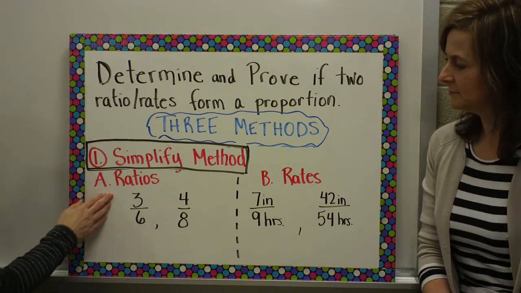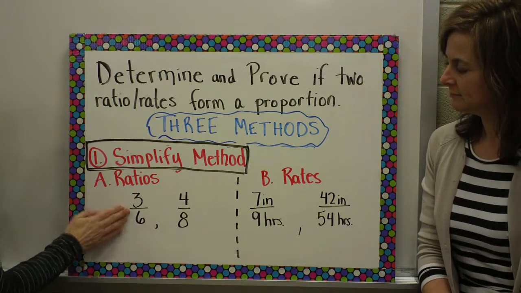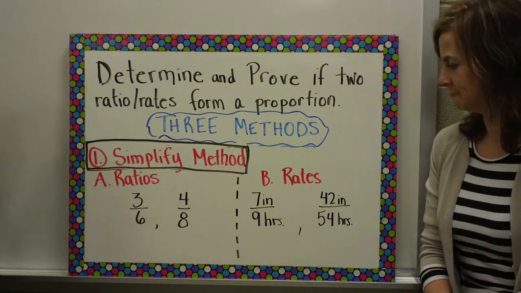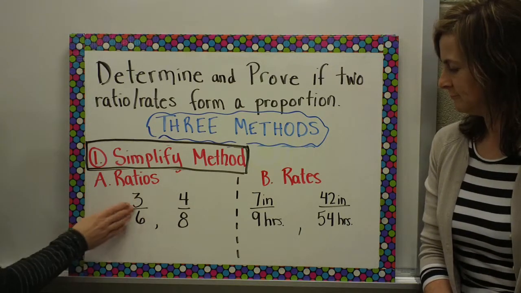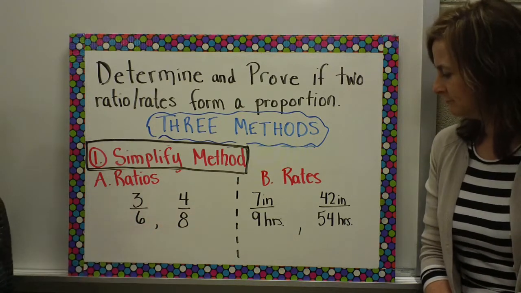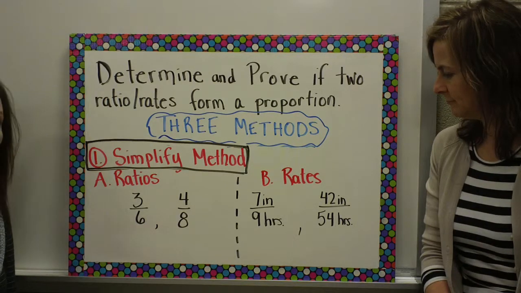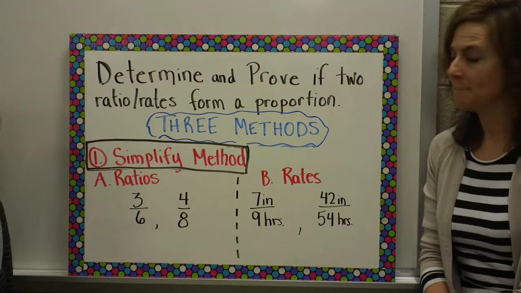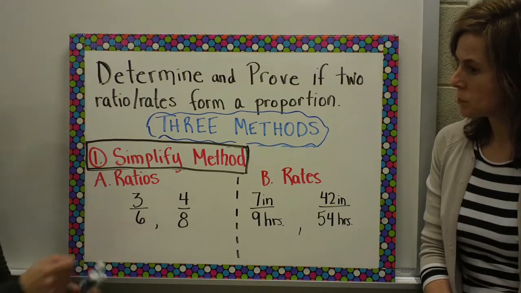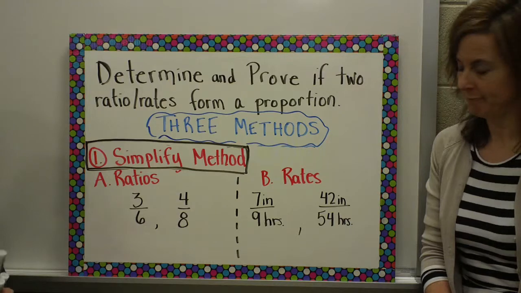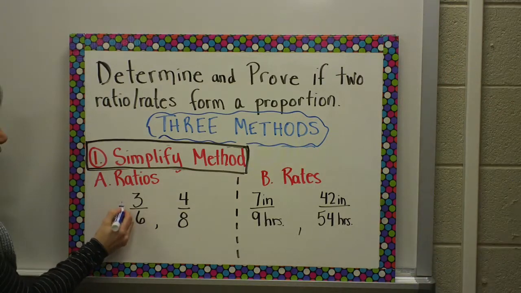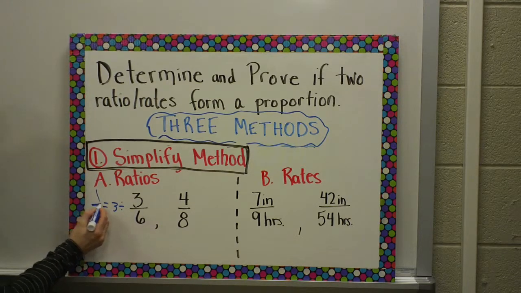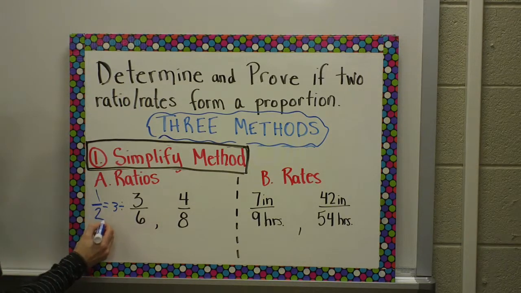Starting with our ratios, remember our rules were to put them into fraction form. These ones already are. And then we're going to make sure that they're in the same units. This one doesn't have units, so we don't have to worry about that step. And the last step was, if they have a common factor, to divide by that common factor. 3 and 6 have a common factor of 3, so I am going to divide both of these by 3. 3 divided by 3 is 1. 6 divided by 3 is 2.